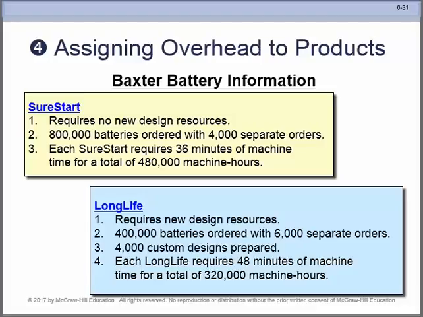The long life requires some new design resources. We have 400,000 batteries ordered with 6,000 separate orders, and we have 4,000 custom designs prepared. Each long life battery requires 48 minutes of machine time for a total of 320,000 machine hours. So that's again 48 minutes times 400,000 batteries to get to 320,000 machine hours.